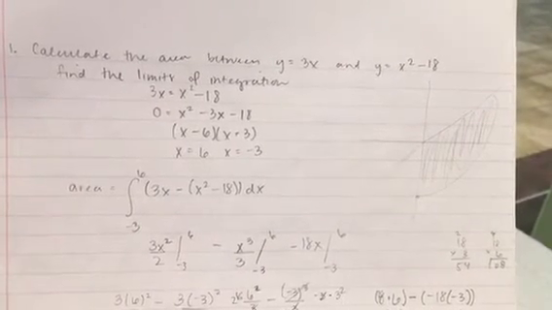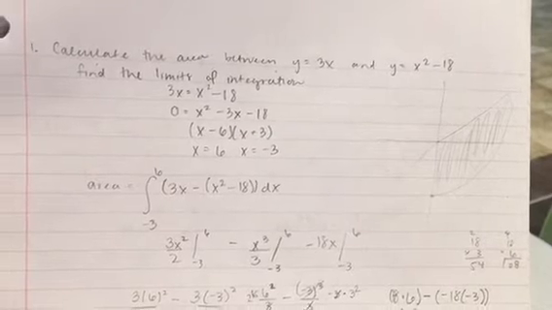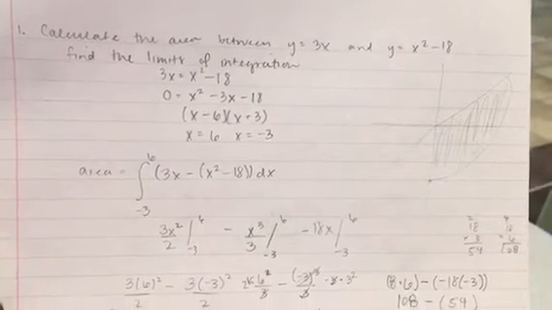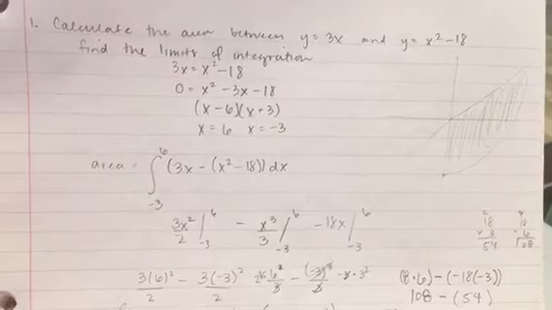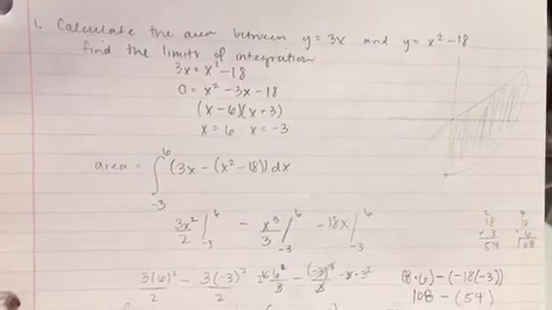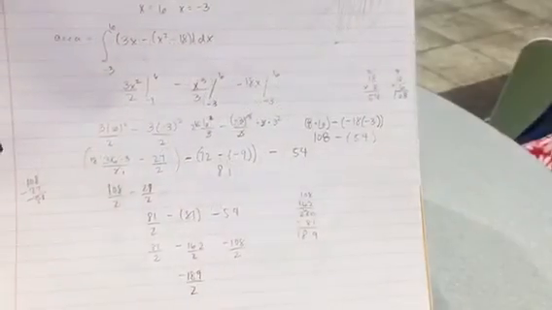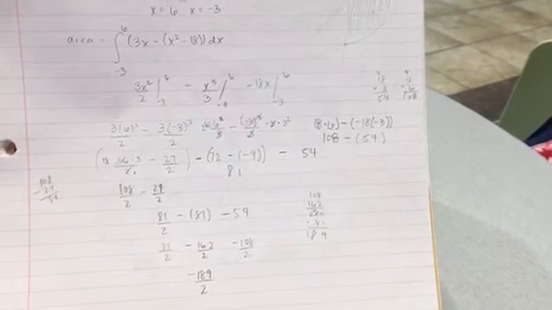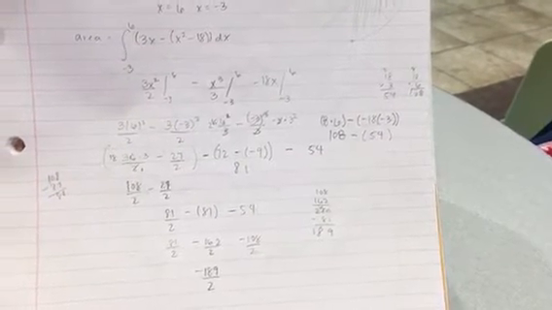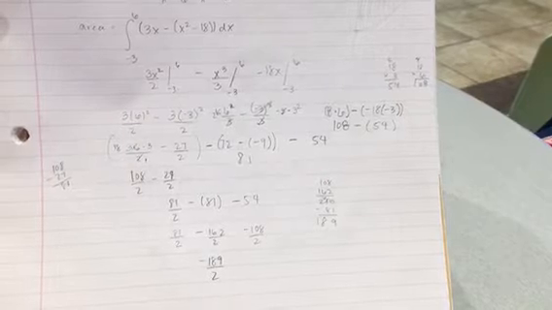The area equation is whatever function is on top subtracted by the function on the bottom. And we know x squared minus 18 is going to be in the negative axis, so we put that on bottom. Then you're going to get the integral from negative 3 to 6 of 3x minus (x squared minus 18).